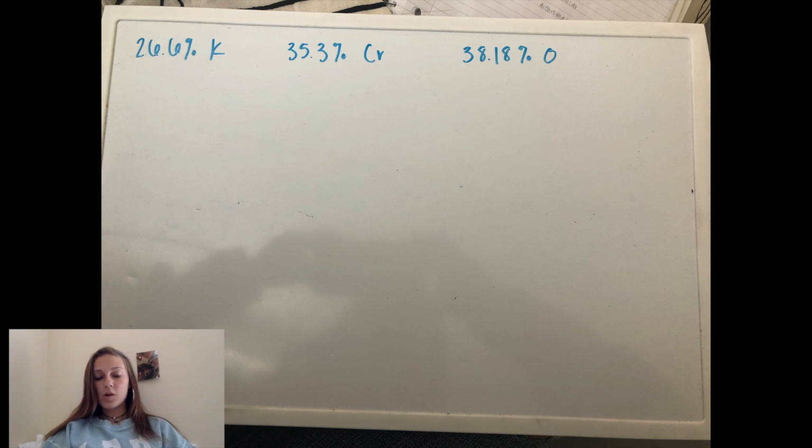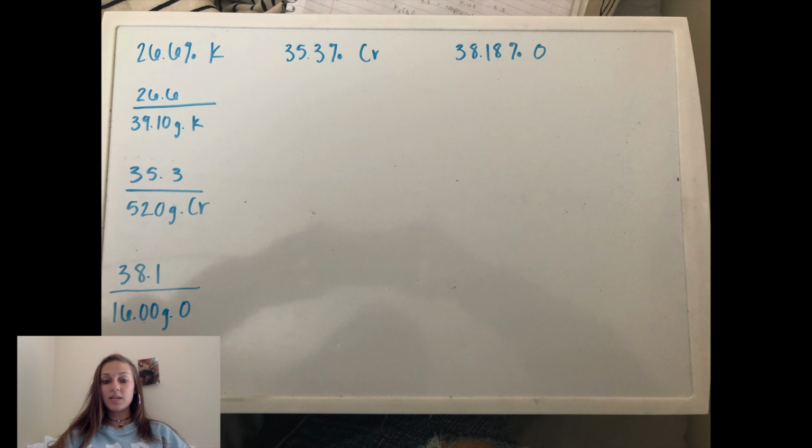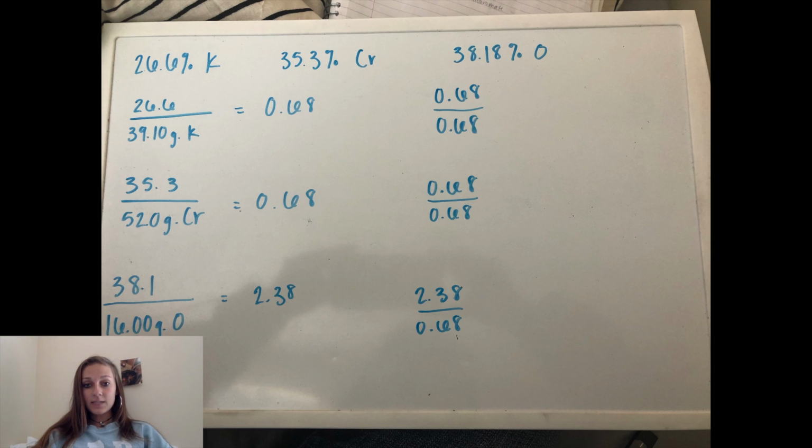Part B, we were asked to find the empirical and the molecular formula given the percentage of potassium, chromium, and oxygen. So there's 26.6% of potassium, 35.3% of chromium, 38.1% of oxygen. Using the masses that are found in the periodic table, you take the percents and divide them by the mass number. So it would be 26.6 divided by 39.1 grams of potassium, 35.3 divided by 52.00 grams of chromium, and finally 38.1 divided by 16.00 grams of oxygen. Those are 0.68 for potassium, 0.68 for chromium, and 2.38 for oxygen.